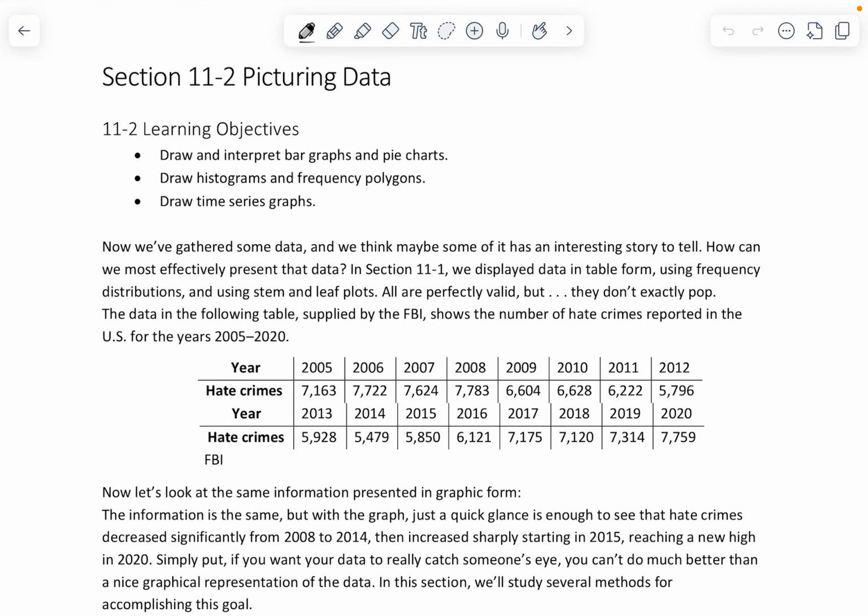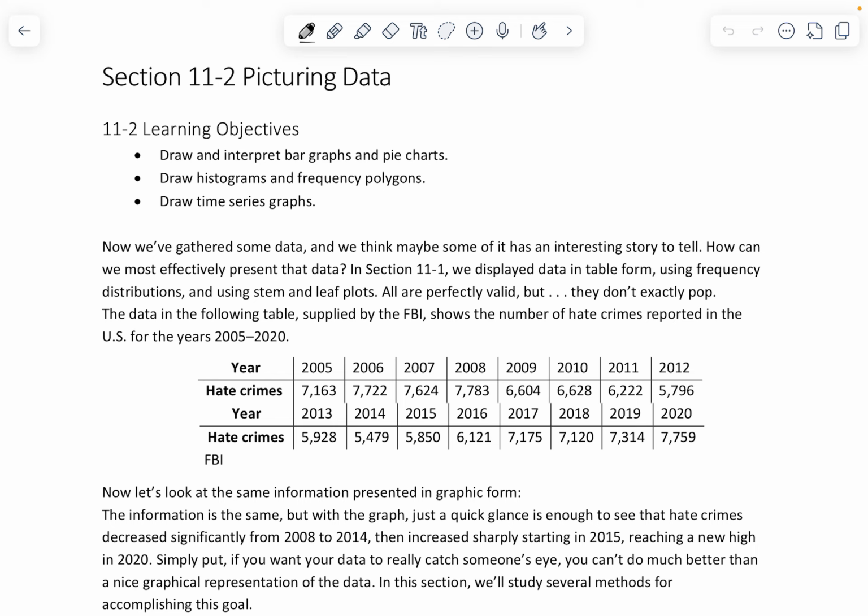In this video, we will be discussing picturing data. Our learning objectives will be to draw and interpret bar graphs and pie charts. We will look at how to draw histograms and frequency polygons, and how to draw time series graphs.